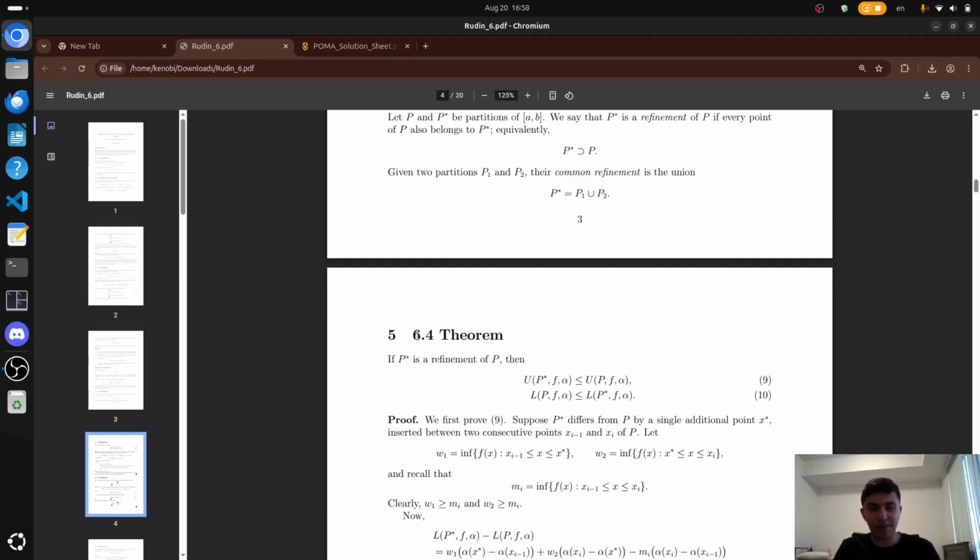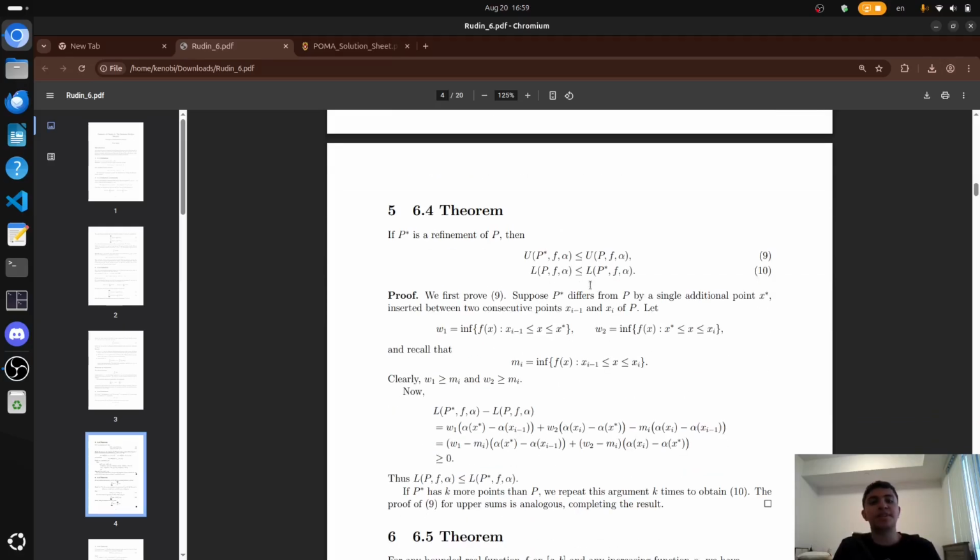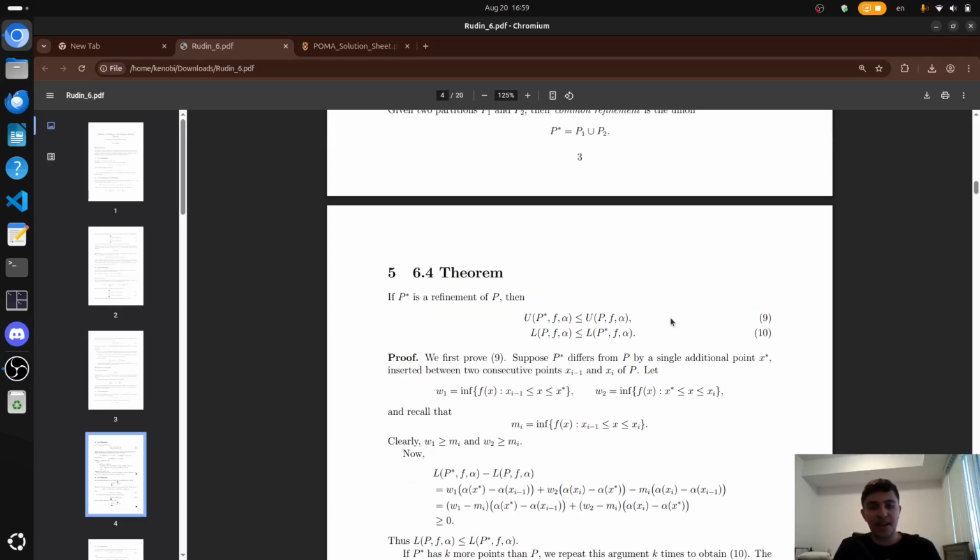Now we have the following theorem. If P* is a refinement of P, then U(P*, f, α) is less than or equal to U(P, f, α), and L(P, f, α) is less than or equal to L(P*, f, α). And this basically means that each time you divide it more, the upper sum will decrease, and the lower sum will increase.